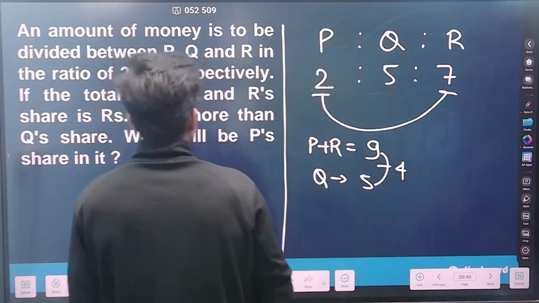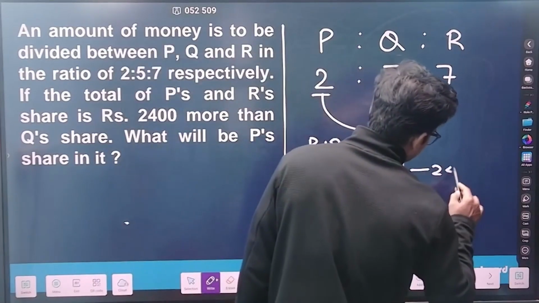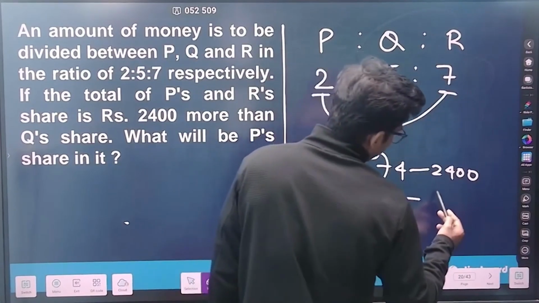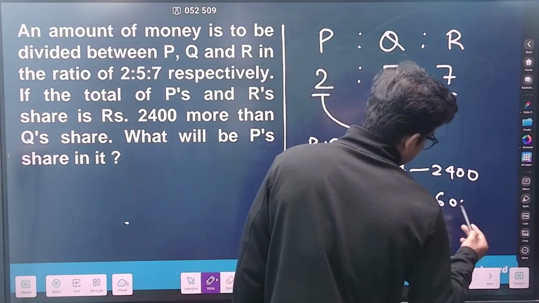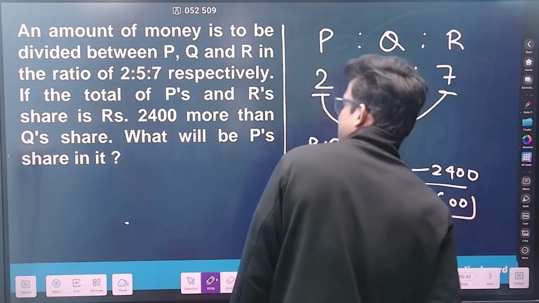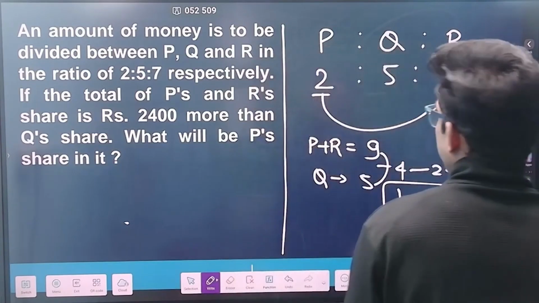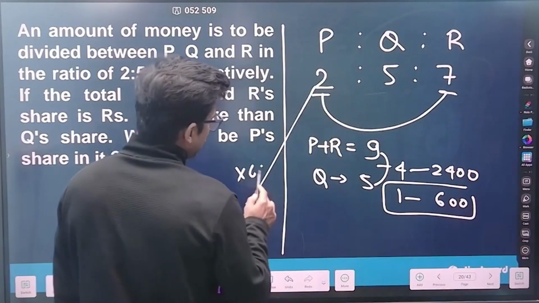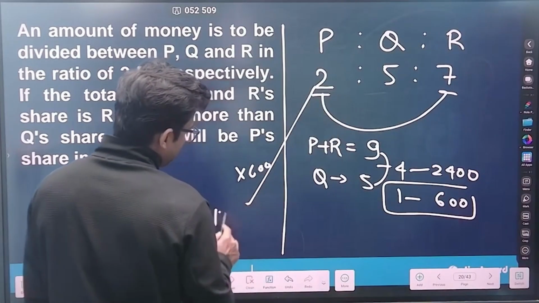According to me, it is 4, but through the question, I am getting like 2400. If 4 is 2400, 1 would be how much? 600. If the value of 1 is 600, what will be the P share? P share will be 2 into 600, which is 1200.